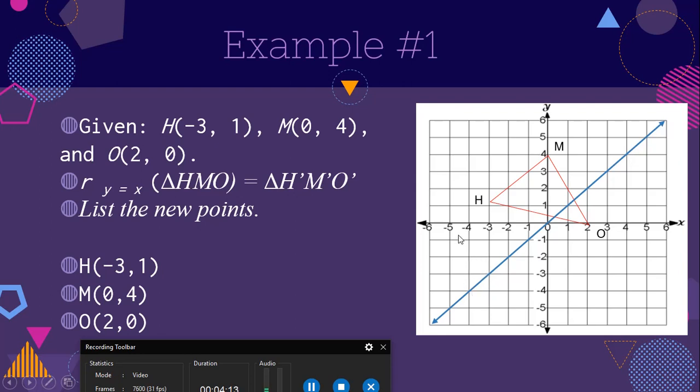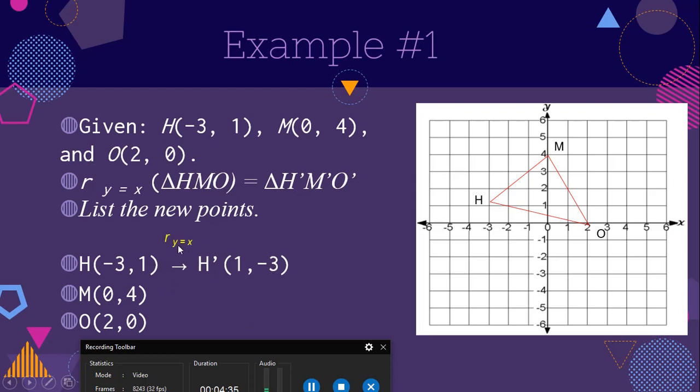Because the rule is so simple, I'm going to remove that, and I'm just going to use the rule to come up with my new ordered pairs. But I just wanted to show you where it was so that if you wanted to count, you could. The rule says I switch their spots. So for H prime, it's now 1, -3. We'll do the same for M prime.